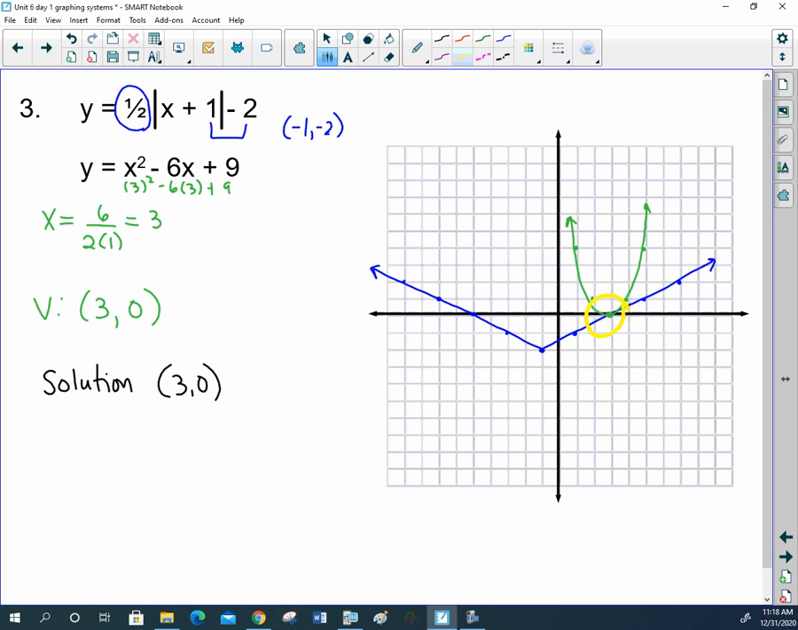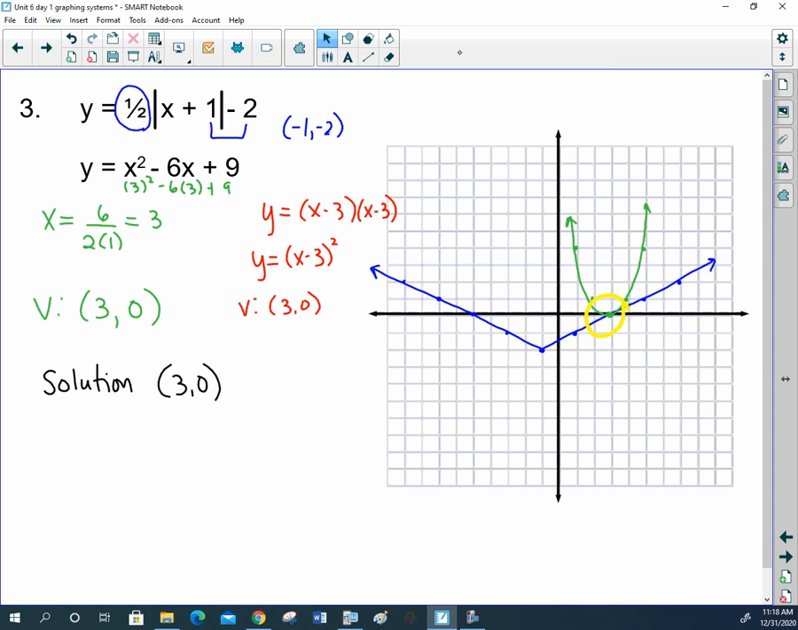Now, back to the parabola. I did axis of symmetry to find that. Another method to graph that is you could have factored it. If you looked at x squared minus 6x plus 9, you could see that it factors to x minus 3 times x minus 3. So that tells you right there that the only point you have on the x-axis is 3, 0. That's your vertex. So I did axis of symmetry, but you could have factored that to find the x-intercepts. Either way works.